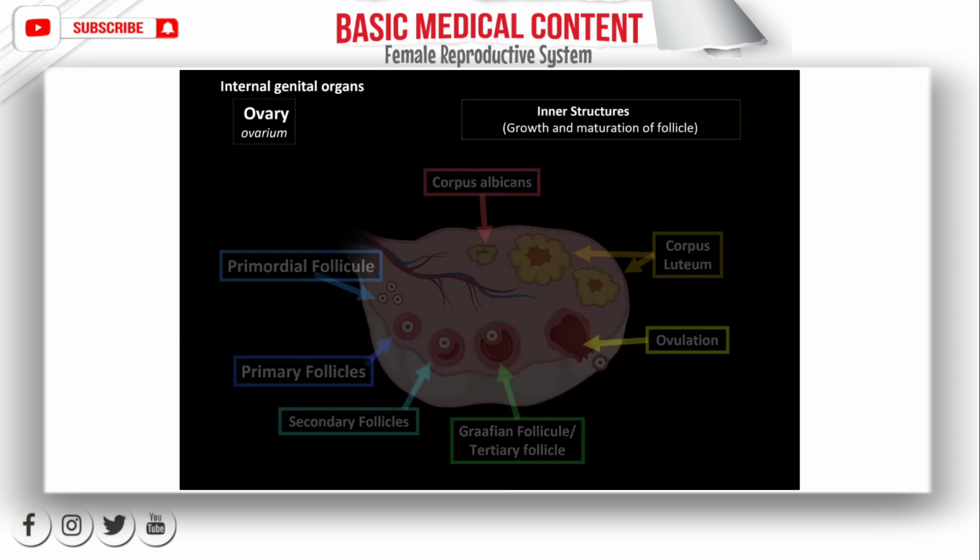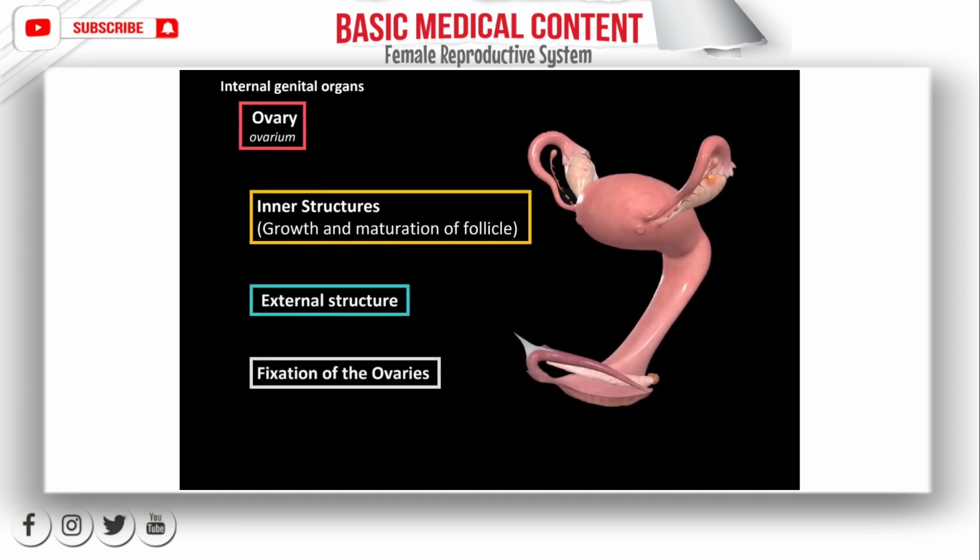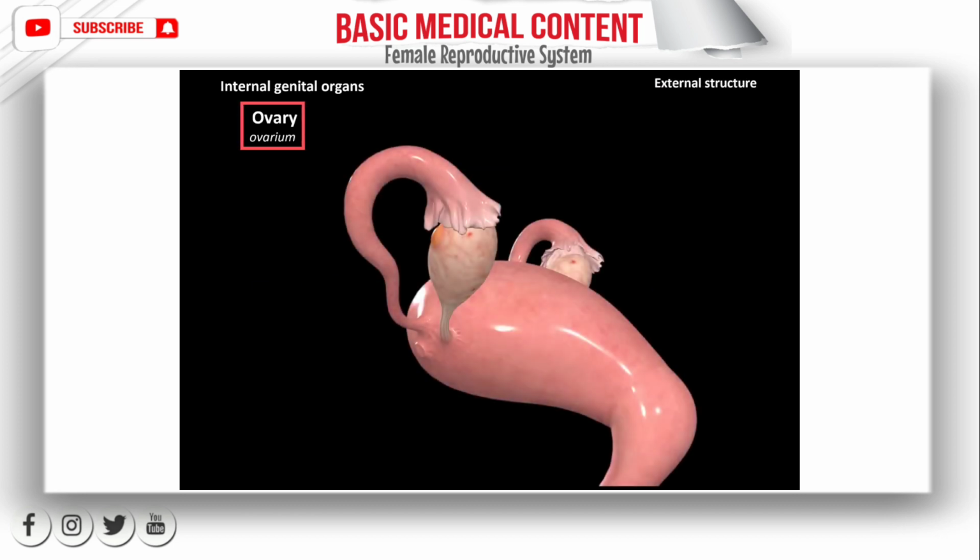So that was a brief look into the ovary's inner structures. I won't go into a lot more detail than that since we're primarily doing anatomy right now in this video. Let's now go ahead and look at the external structures of the ovary. Alright, so here's an external view of an ovary.